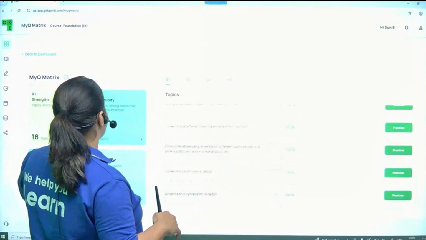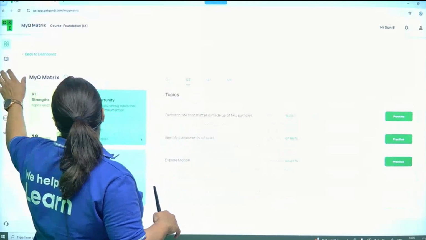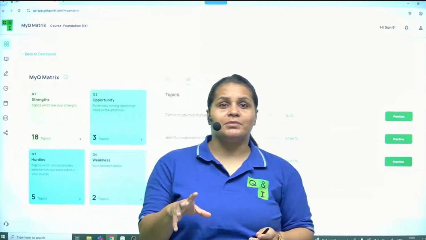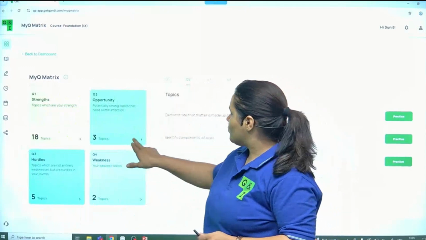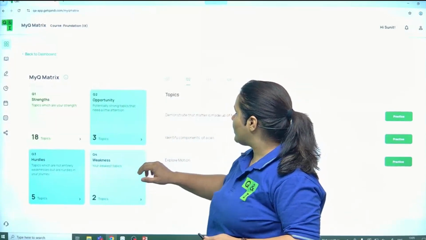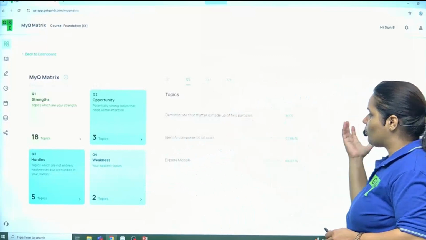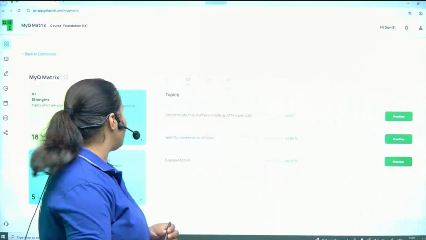If you want to practice on the opportunities, because opportunity is something where you practice a little bit and you'll be master of that topic, you can simply go to the opportunity and pick up any topic on which you want to practice. Okay, so this is how you have to practice.